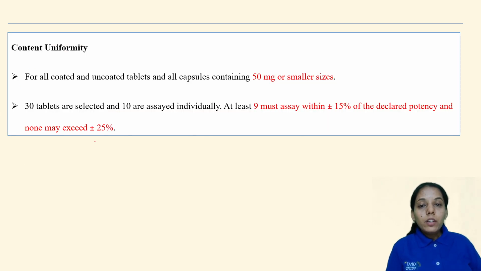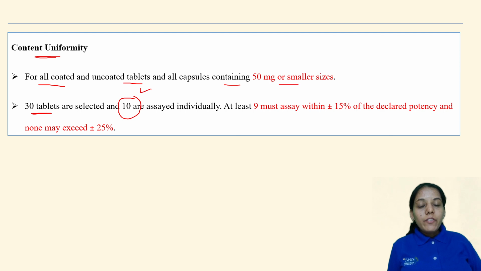So that was about the weight variation test. Now let's see about the content uniformity. This applies to all coated and uncoated tablets and all capsules containing 50 mg or smaller sizes. For weight variation we took 20 tablets, but for content uniformity we take 30 tablets. Thirty tablets are first selected, out of which we check the assay. Assay is nothing but checking the amount of drug present.